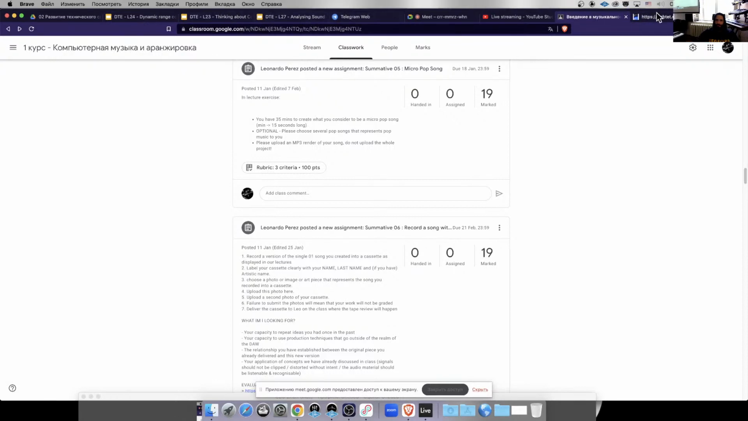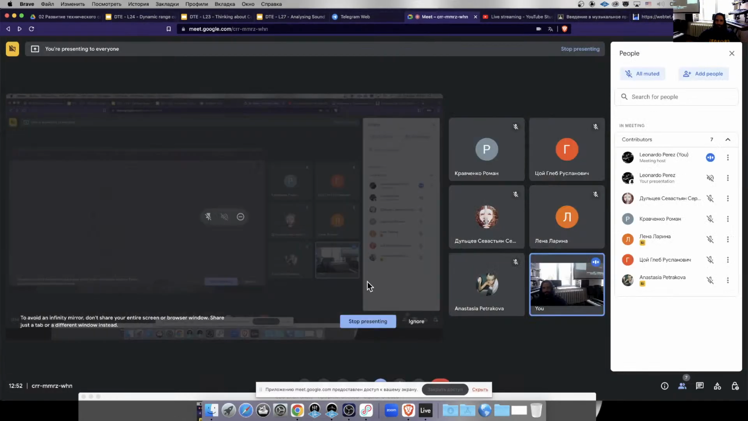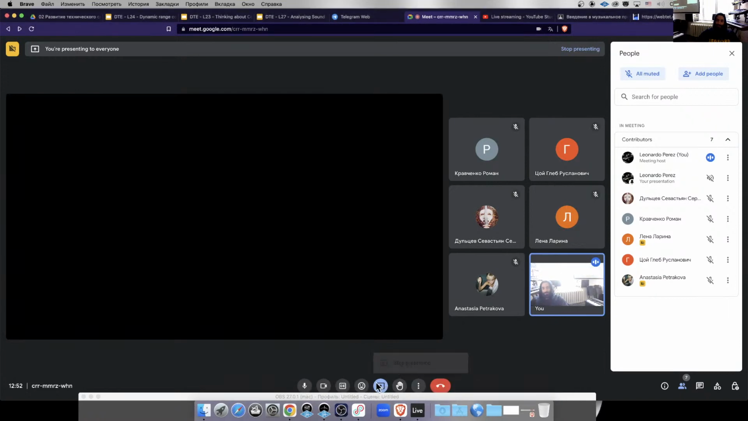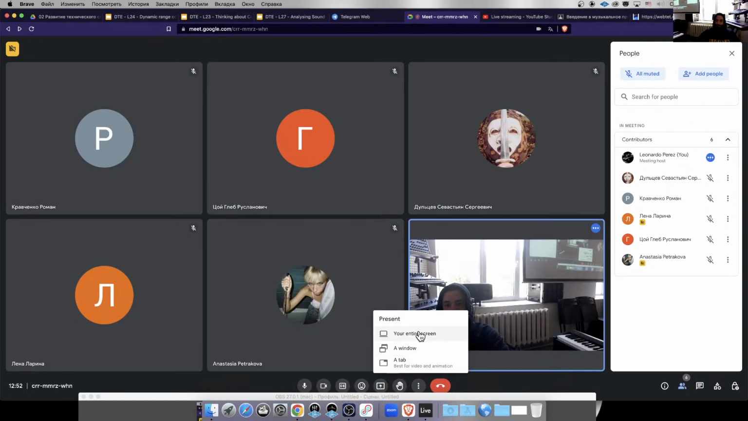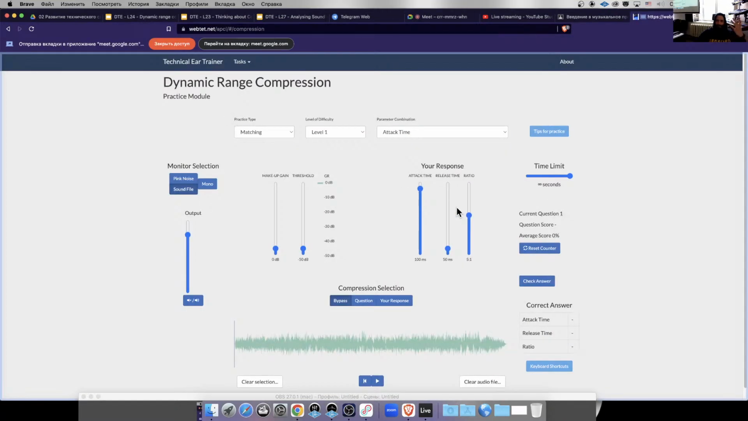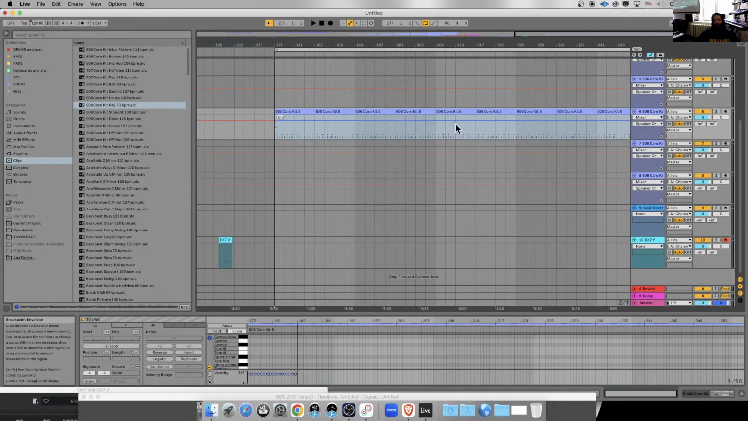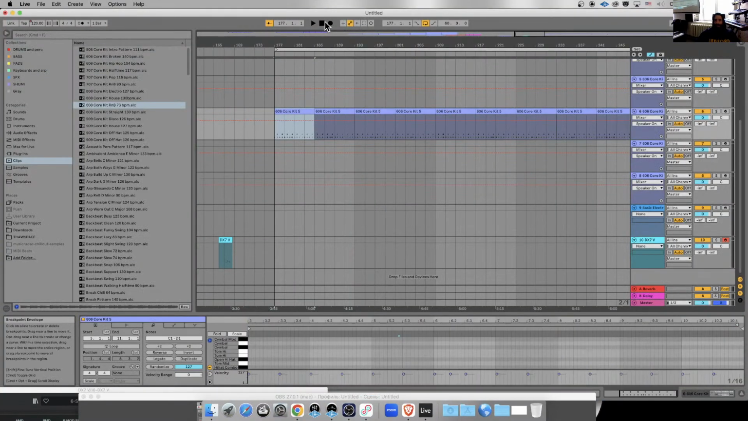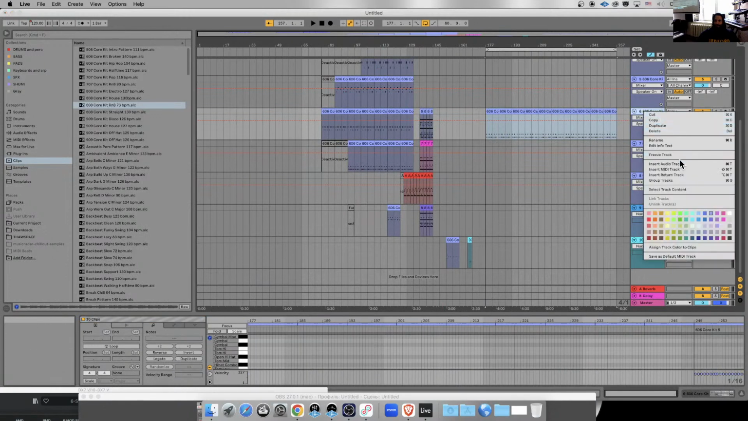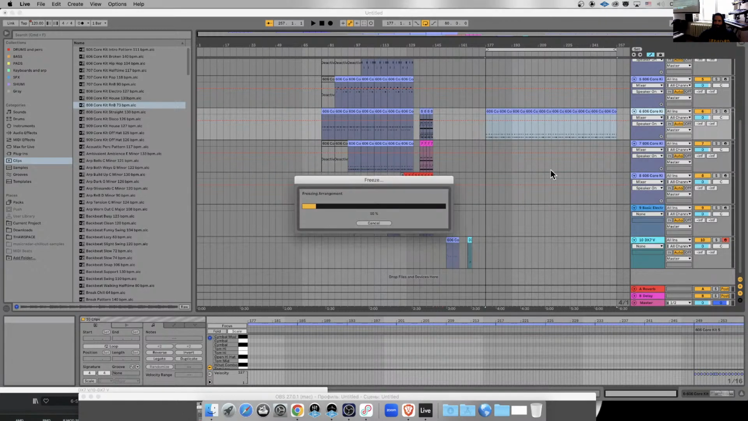Now, let's go back to the technical ear trainer. I need to share my screen with you again. So basically the hint there is that you're going to have to pay attention to the transients, and to how the transients get shaped. The other thing I can do that can help you visualize what's going on, and you should do this too, is flatten this. Once I can do something in Ableton, I'm going to freeze, and then flatten.